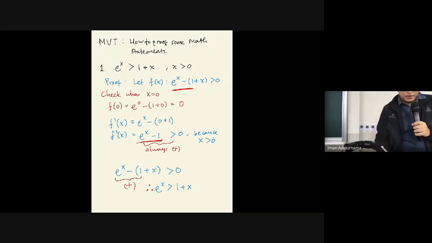Okay. And then let's try the next statement. Let's say we have e to the x, and I will make this with a more beautiful conclusion. It's greater than 1 plus x plus x squared over 2. So is it true or not?